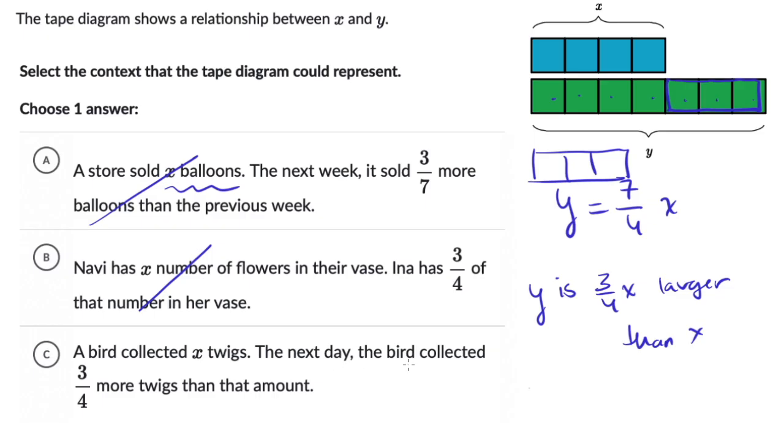A bird collected X twigs. The next day, the bird collected 3/4 more twigs than that amount. Yeah, that makes sense. Here, the bird collected X twigs. You could say that's 4 units of twigs. And the next day, the bird collected 3/4 more than those 4 units, which would be 3 more units. That's exactly what we had written right over here. And so I like choice C.